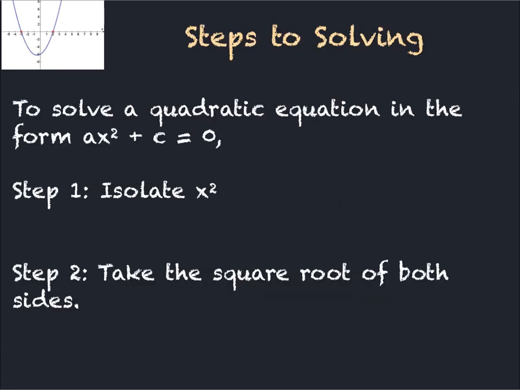Let's do it. So here are the steps. If they are in that form, ax squared plus c equals 0, you want to first isolate x squared and take the square root of both sides. That's how you would solve a quadratic equation by taking square roots. So go ahead and pause it and write this down. We're going to do a couple examples.